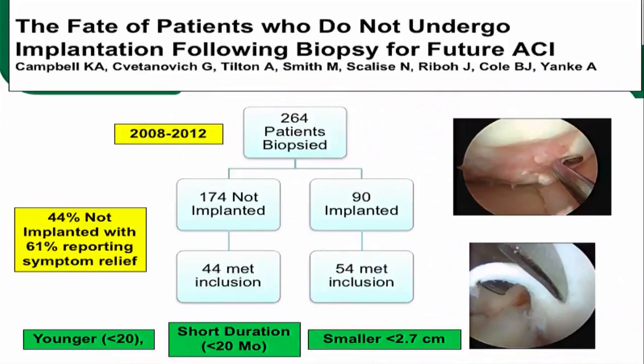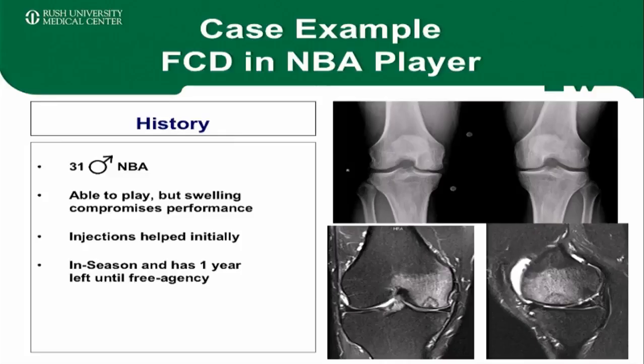We've looked at our patients who we slated to undergo ACI in the past, and it was interesting that in this particular timeline, 44% of our patients who we intended to implant were not implanted, and 60% of those responded with pain relief just from their debridement. So debridement is a very real consideration, especially if you take care of high-level athletes or those people who don't have the time to recover for maybe longer-term outcomes.